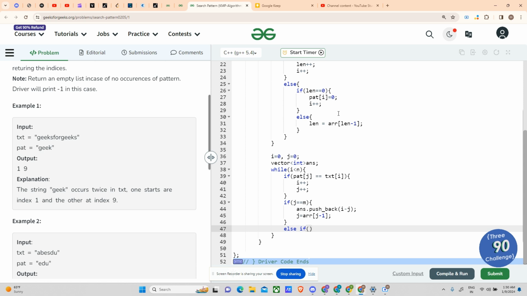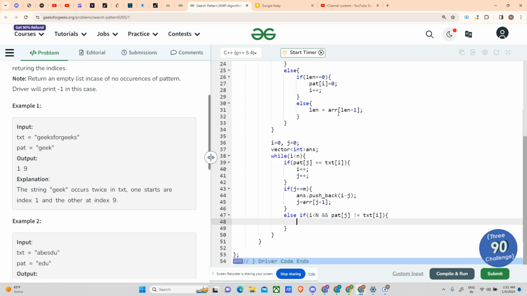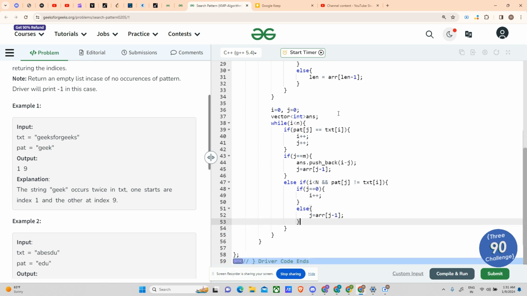Else if i is less than n and pat[j] is not equal to txt[i], then what we have to do is, if j equals 0, meaning j is at the starting position, move i forward, so i plus plus. Else, j equals arr of j minus 1. This was our concept, right?